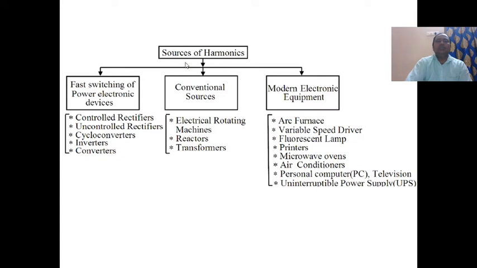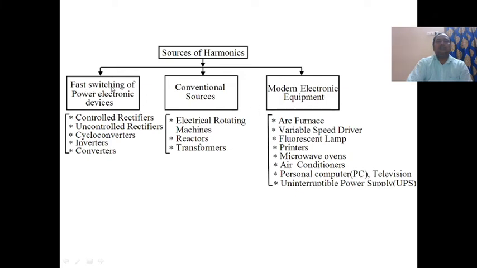What are the sources of harmonics? The sources of harmonics are very important. They are divided into three categories. The first one is fast switching of power electronic devices, by using MOSFETs, GTOs, thyristors. The next one is conventional sources, which also cause harmonics. And modern electronic equipment also causes harmonics.